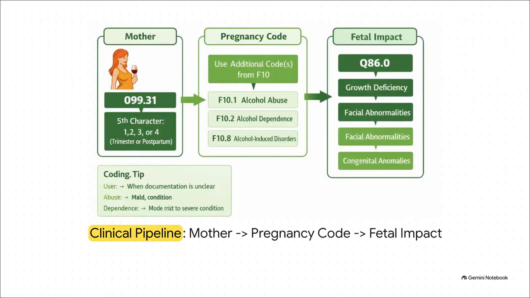Let's trace how this exact sequence plays out. We start with the mother, applying that O99.31 code with the correct final character. Next, we follow the strict instruction to use additional code from F10, so we're stacking F10.1 for abuse, F10.2 for dependence, or maybe F10.8 for induced disorders. That whole sequence completes the mother's record. Then, totally separately, if the newborn is showing growth deficiency or facial abnormalities, that generates the Q86.0 fetal alcohol syndrome code on the infant's chart.